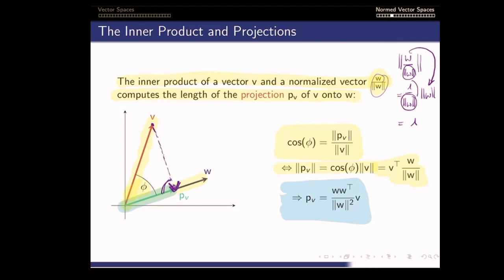Projections are important, for example, if you want to compute distances between points and a plane, because if we know the length of PV, then we can also compute this distance here. This length is basically the distance of the point v to the plane, which is given here by the vector w.